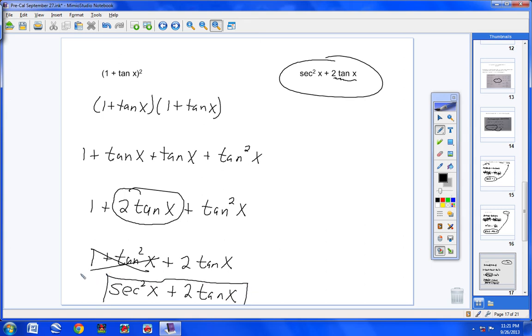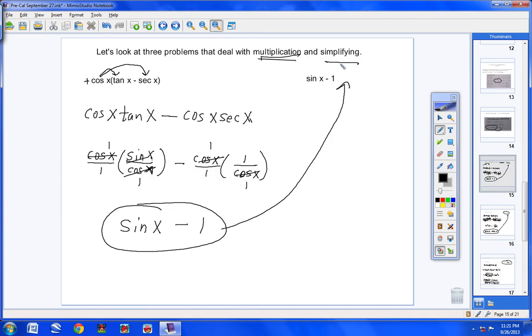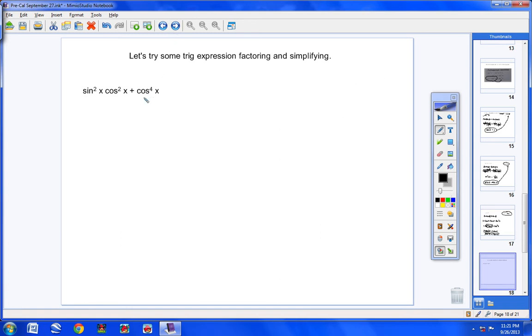That is so cool. So what we did is we looked at 3 basic problems in which you multiply and then simplify. You know what we're doing? You're putting me to sleep, Mr. Hart. No, what we're doing is we're working on or practicing using your trig identities. It's very, very important.